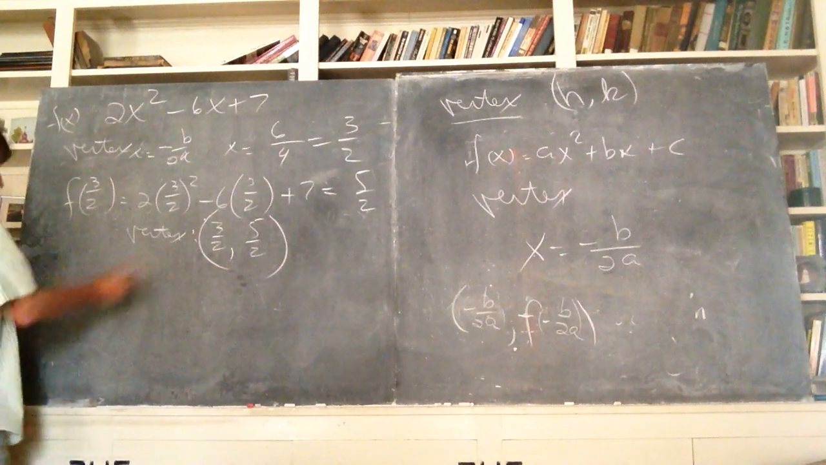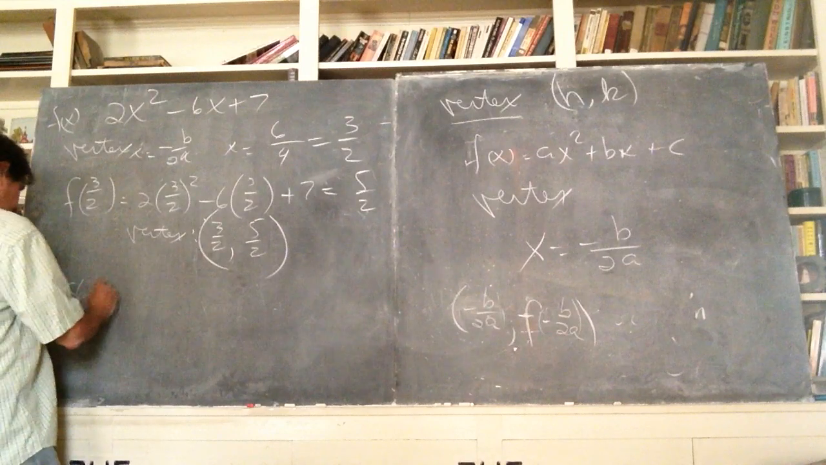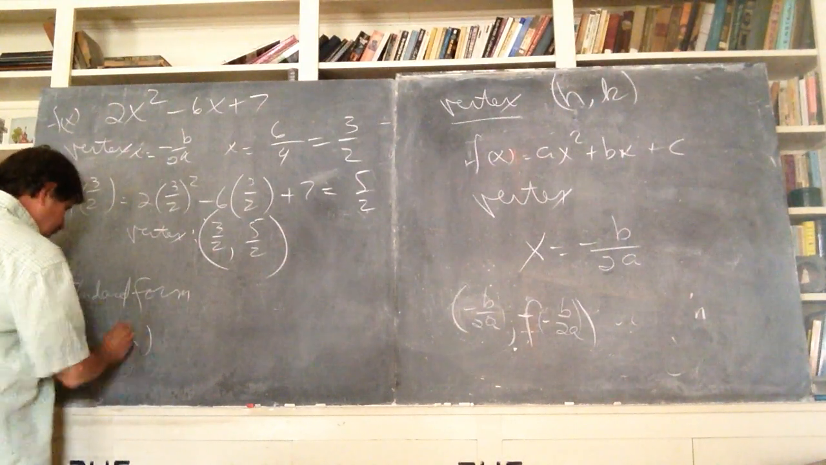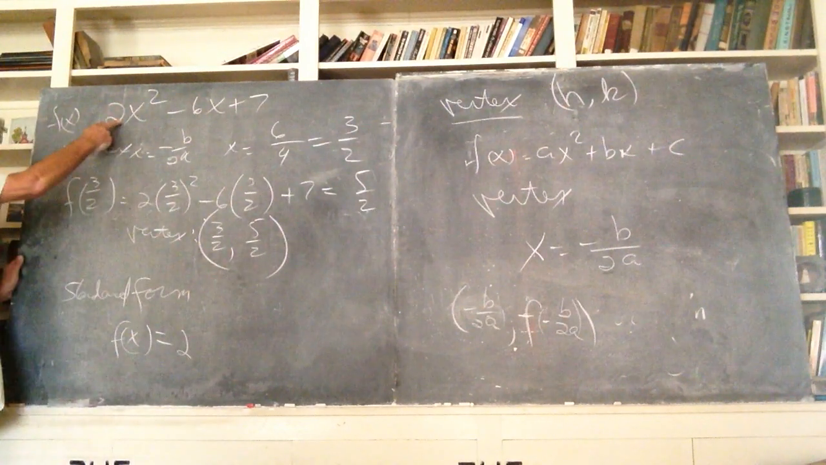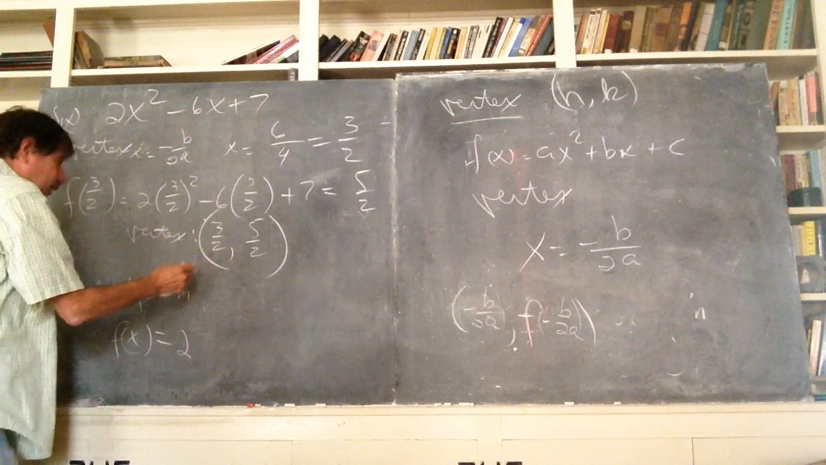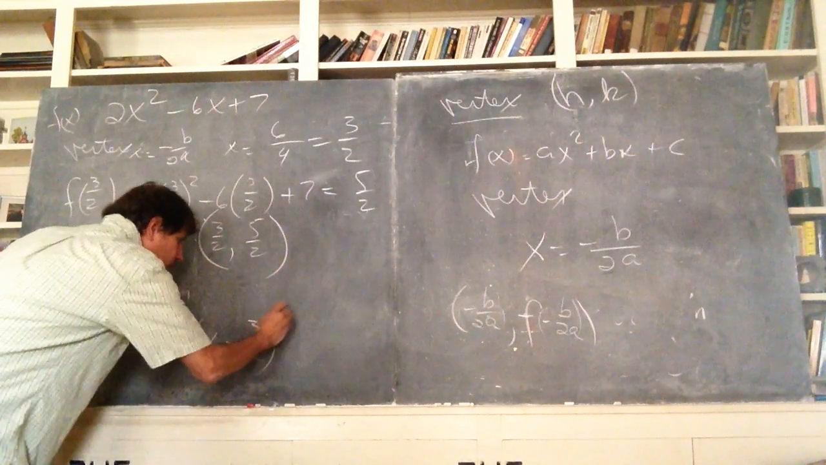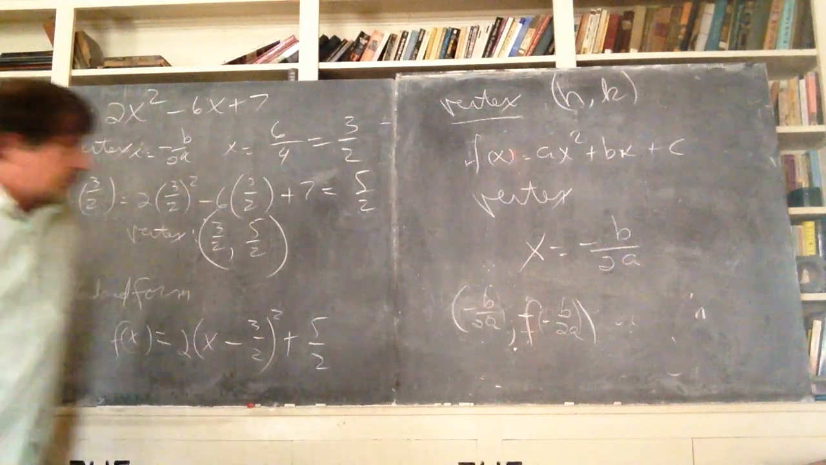And then in general, the standard form would look like this: f of x equals a, 2. That's not going to change, and we'll talk about that number. Times x minus 3/2 squared plus 5/2. Right there's the vertex.